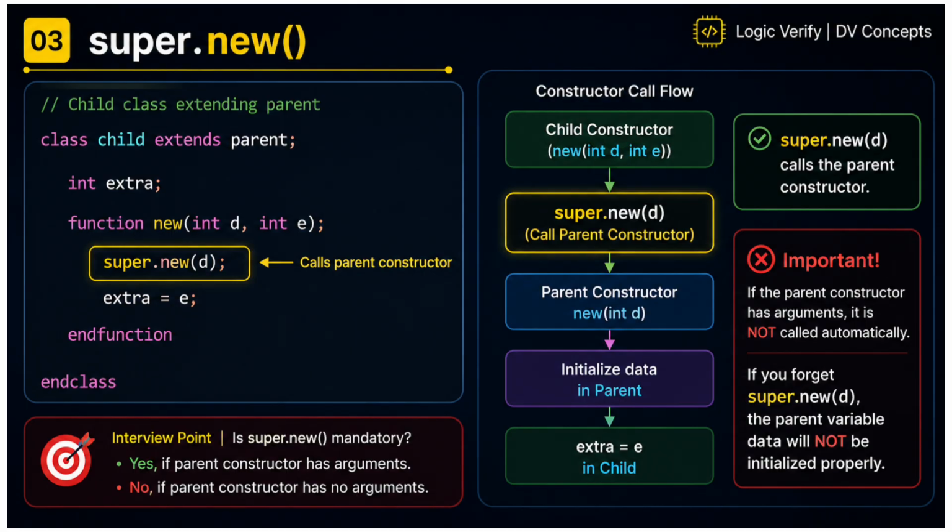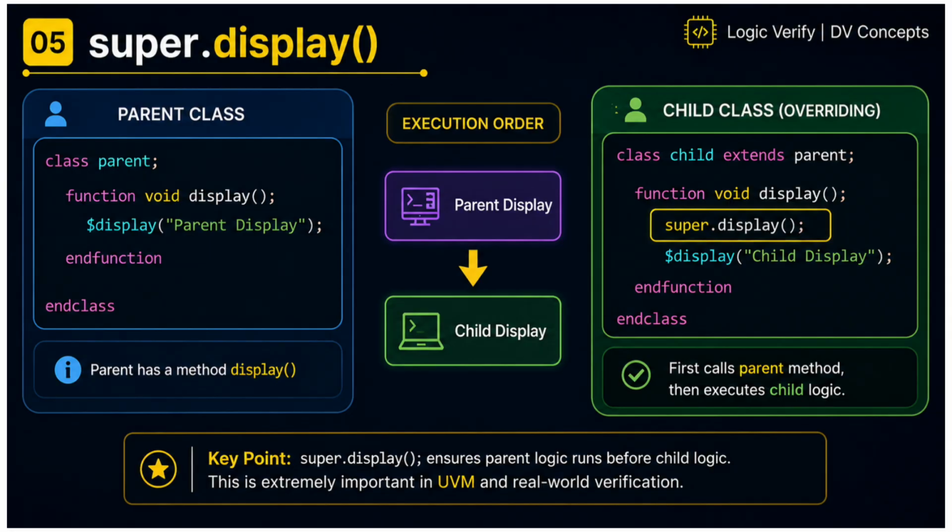Interview question: is super.new mandatory? The answer is yes if the parent constructor has arguments and no if the parent constructor has no arguments. Calling parent method. Now suppose the parent has a method called display. Now the child overrides the display method. But look at this line, super.display. This means first run parent logic, then run child logic. This is extremely important in UVM.